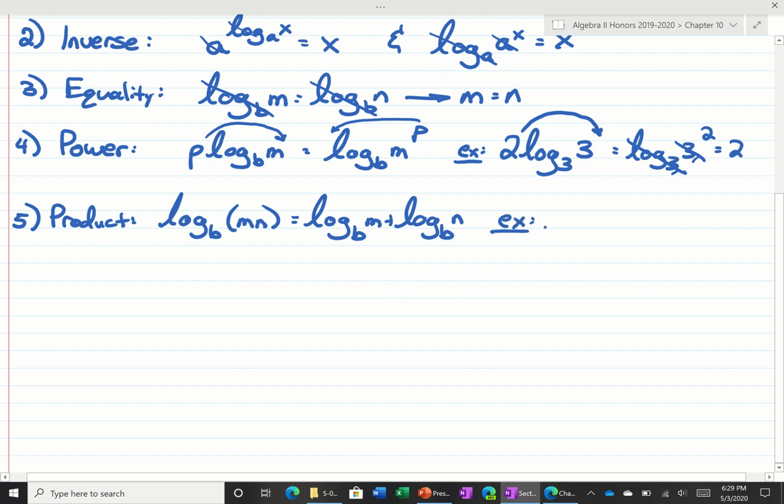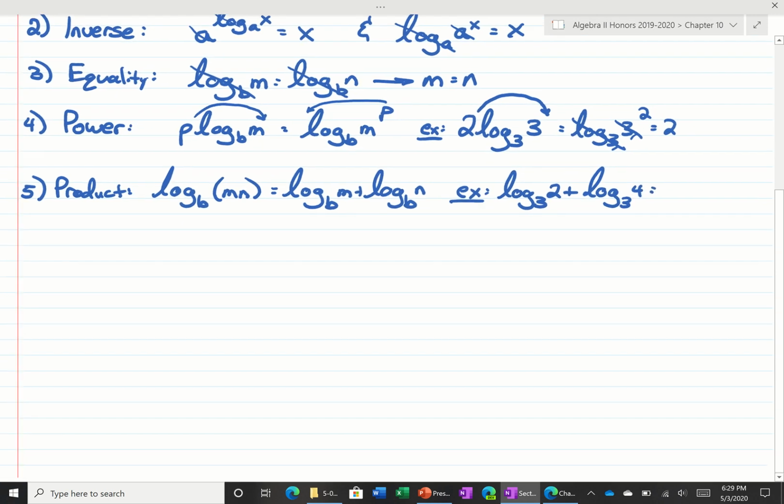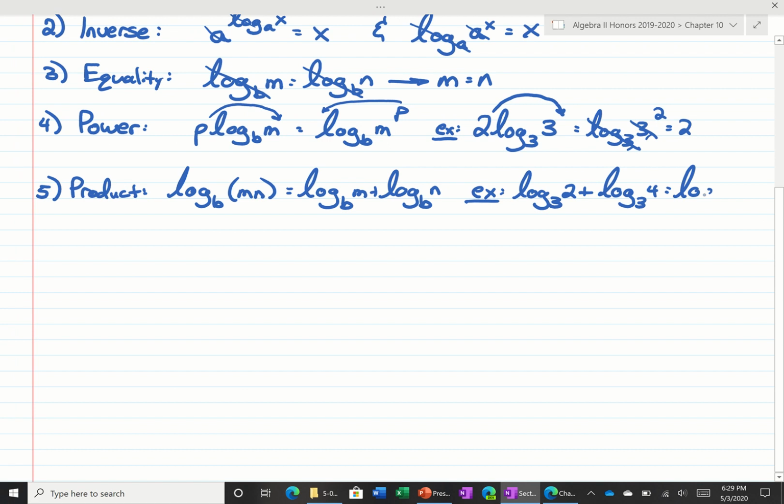So we'll see examples later today with that. So if I asked you what's the log base 3 of 2 plus the log base 3 of 4, you could tell me that that's the same thing as just saying the log base 3 of 8. 2 times 4.